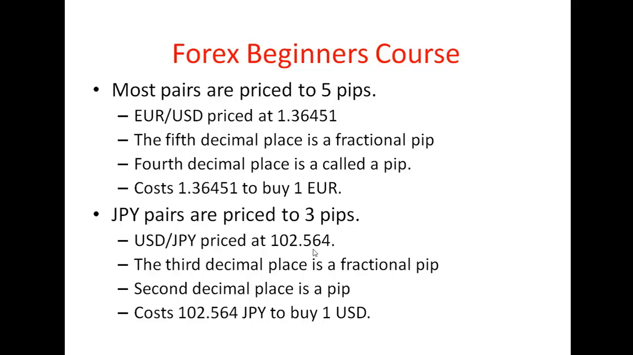In this case, the second decimal is what we call a pip, and the third is the fractional pip. So if this number goes from 102.56 to 55 or to 57, that would be a 1 pip movement. You will see this third number also move, and that's simply the fractional pip, 1/10 of a pip. This whole number will fluctuate all the time, going up and down, and when you have a full pip movement, this one will move.